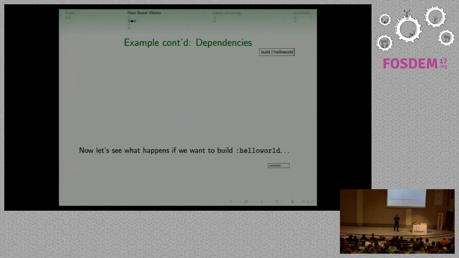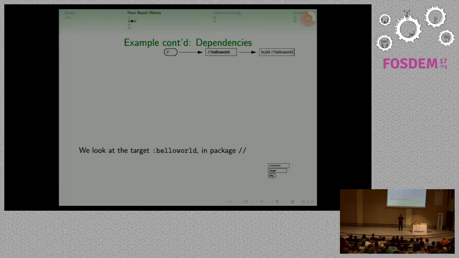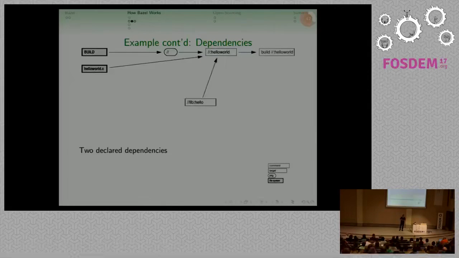Okay, so now let's try to build hello world and see what happens. The first thing is we want to build a target, so we need to know what the target is. From the namespace, we see it's in the top level package, so we say, okay, we need to know about that package, and then we actually find the build file and read it. Once we know, then in that build file we see, okay, it's a C binary. We discover dependencies. There are two declared dependencies. One is the source file, and the other is the library.